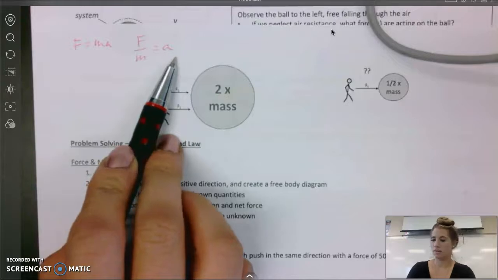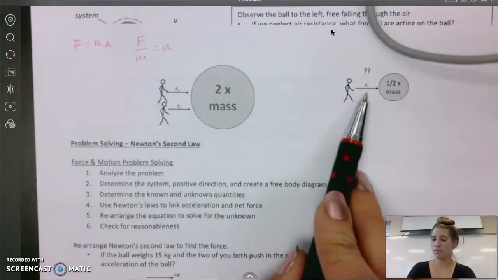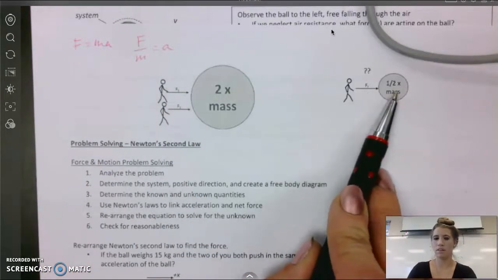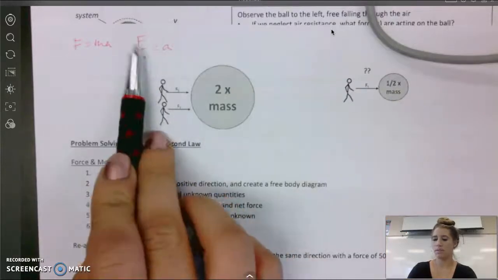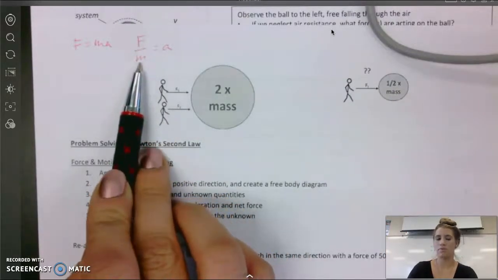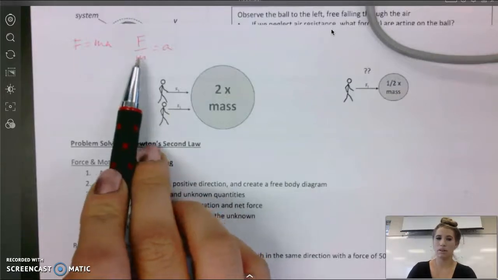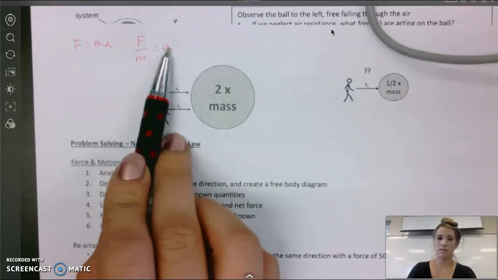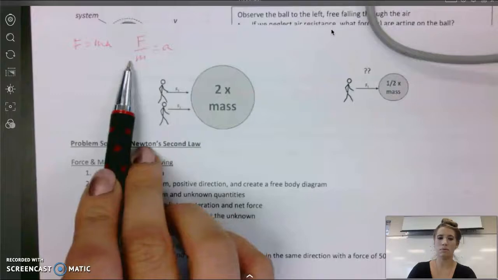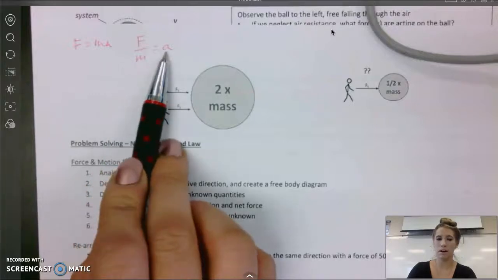Okay? Now, what if I had half of the mass as before? So we have forces remaining the same, but our mass is half as much as it was before. That would double our acceleration because they're inversely proportional. When this got small, that would get big.